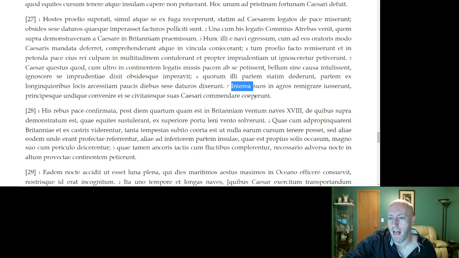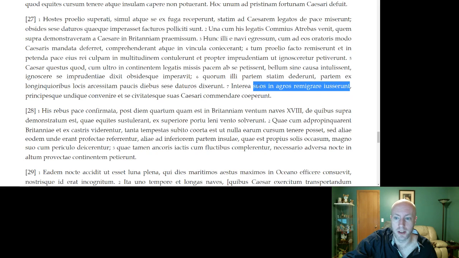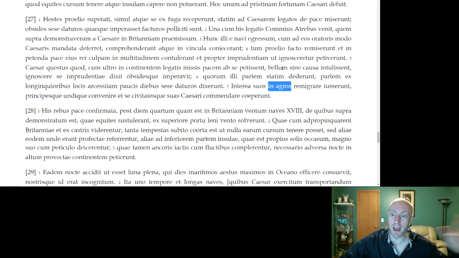Meanwhile, they ordered their own men, suos, that is the Britons, right? The Britons ordered their people to remigrate, to go back into the fields. So you kind of had this militia idea where everybody comes out from the countryside and defends the beach. It's like, all right, everybody go back to your homes. So they just go back into their fields, back into their lands. Perhaps you could look at it that way.